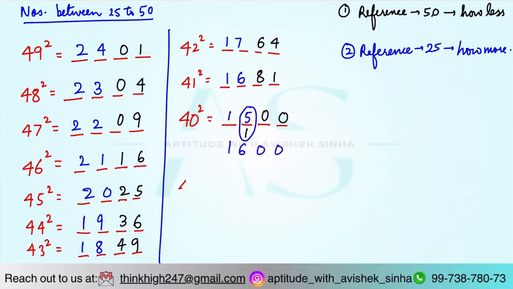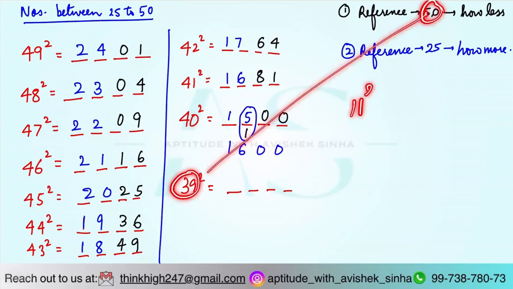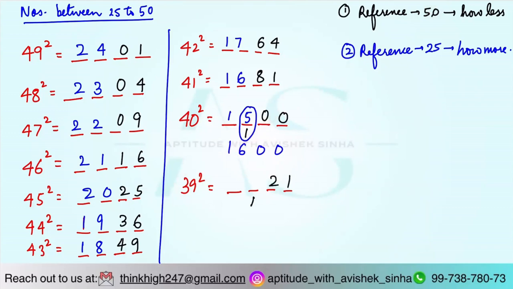On a similar note, let's do it for 41 square. Sorry, not 41, 39 square. 41 we have done. 39, how much is it lesser than 50? It is 11 lesser than 50. 11 square is 121. So we write it as 121. This will leave 21. Then we look at how much 39 is more than 25. It is 14 more. So this becomes 1521. I hope you are following this.